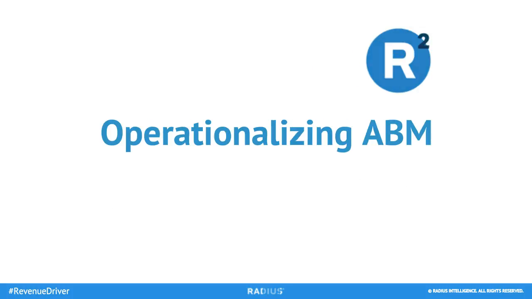And first up, of course, is operationalizing it. This is an important part of the process to ensure that the rest of your programs and metrics are successful. And it's where we see a lot of folks struggle in terms of how do you get started, how do you ensure alignment, and how do you get your technology and operations in place for a successful ABM strategy.